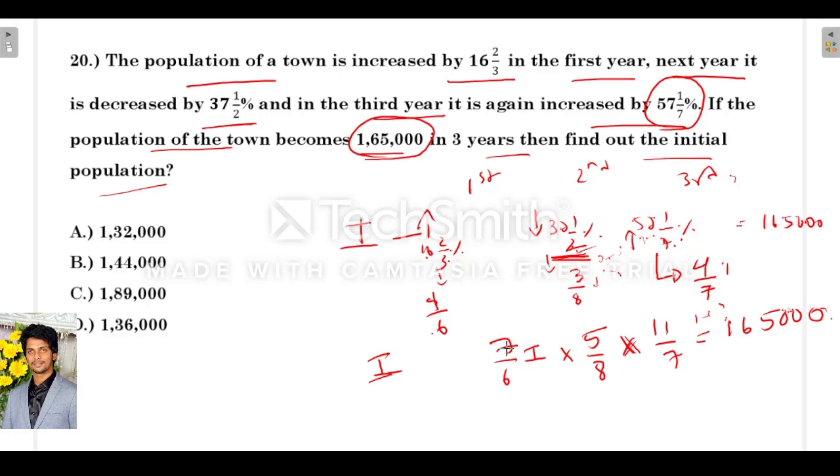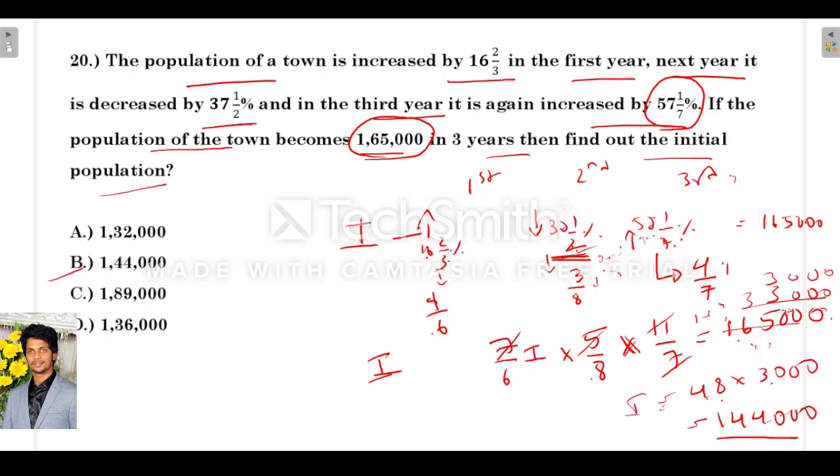So now see, 7 gets cancelled out. So 5 ones are 5, 3s are 15, and again 15, so 33,000. So 11 ones are 11, 3,000. So what is the initial population? 8 6s are 48. 48 into 3000, which is 8 3s are 24, 8 3 4s are 12, 12 plus 2 is 14. So 144,000 will be the initial population. This is your answer. So see, I will explain again.